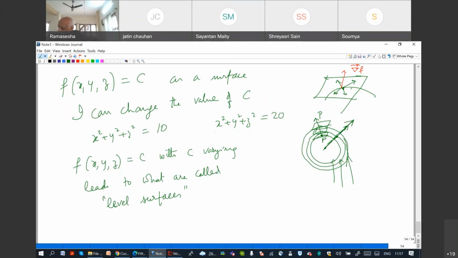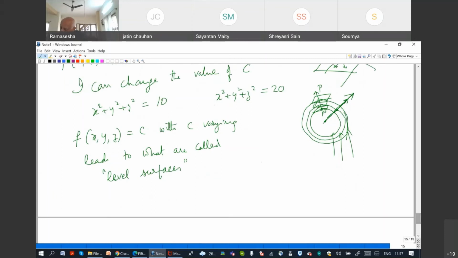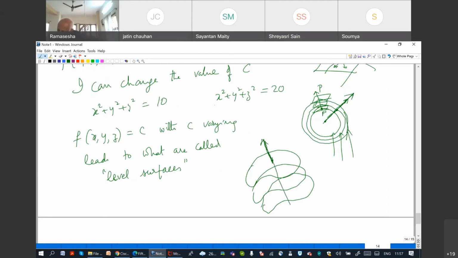Yes, sir. So which means the point P is changing in a constant way. I have one surface here, a second surface here, a third surface here. All these are surfaces. At one particular point, you draw the grad f. If you extend it down to the origin, it intersects these other surfaces at right angles. At the point at which it intersects, the tangent plane to that surface is going to be perpendicular to grad f.